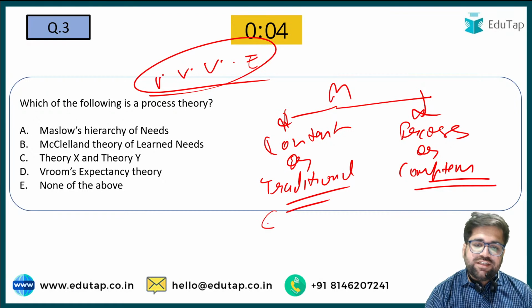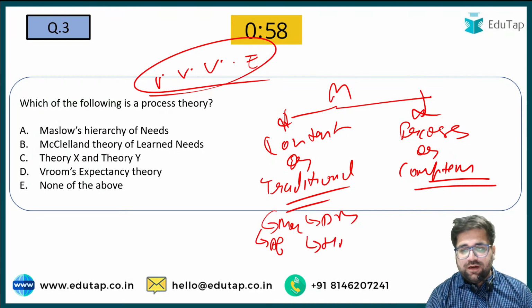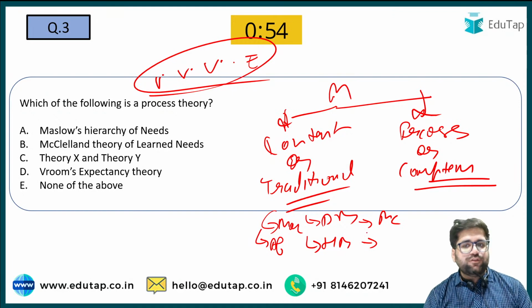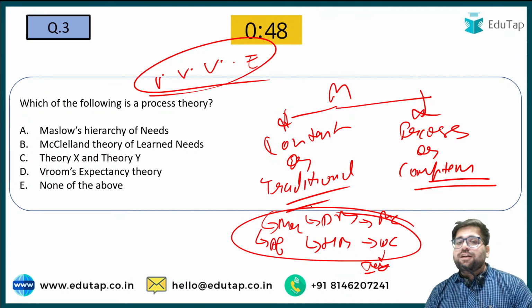In the traditional and content theories we have Maslow, then Alderfer, then David McClelland, then Herzberg, and then we also have McGregor's Theory X and Y, and to some extent people also bring William Ouchi's Theory Z over here. So these are the types of theories which come under content.